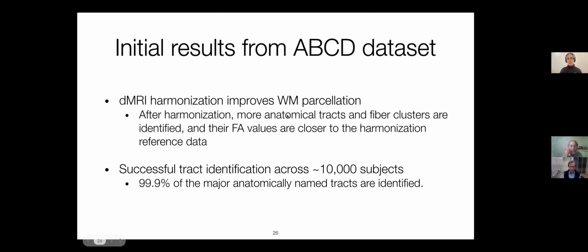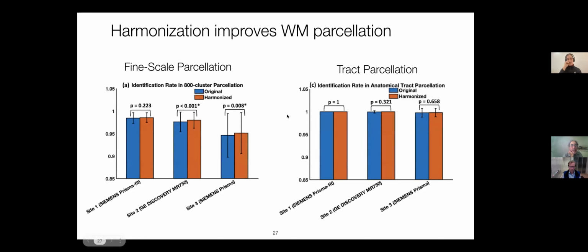We also did successful tract identification across the approximately 10,000 subjects, with a total of 99.9% of the major anatomically named tracts being identified. So I think essentially, if one wasn't identified, it's likely there might have been a problem in the scan.